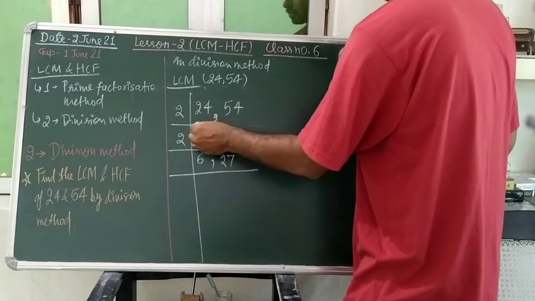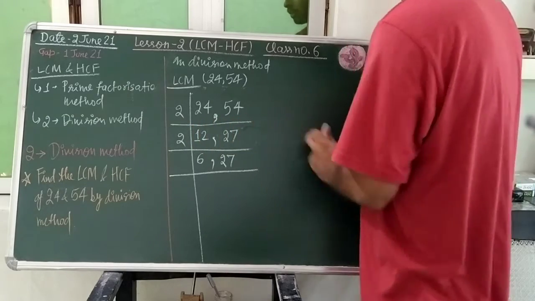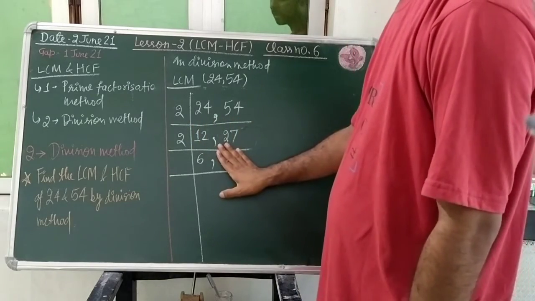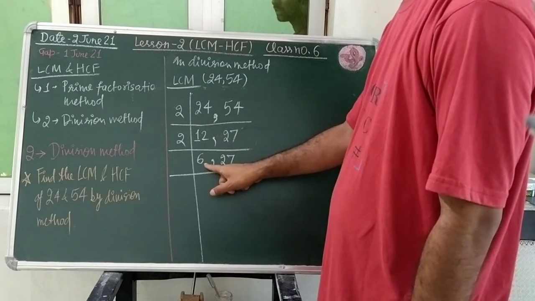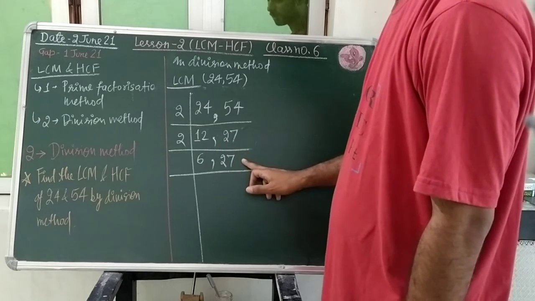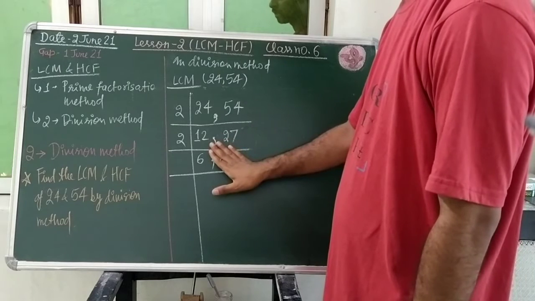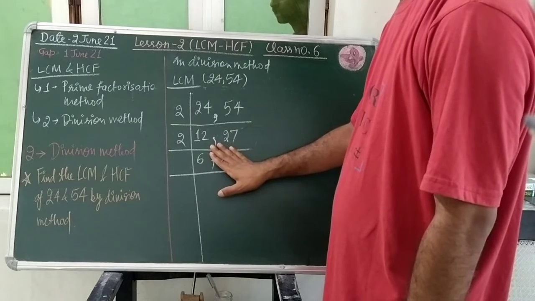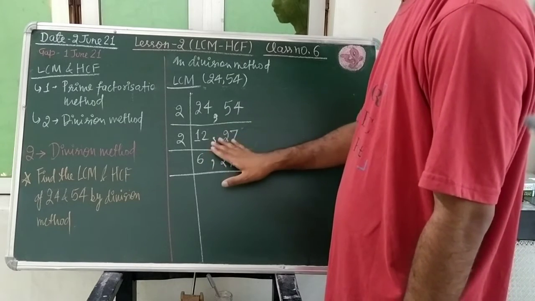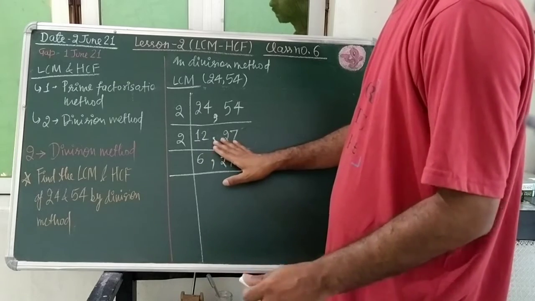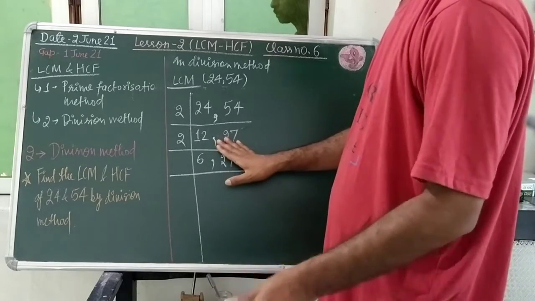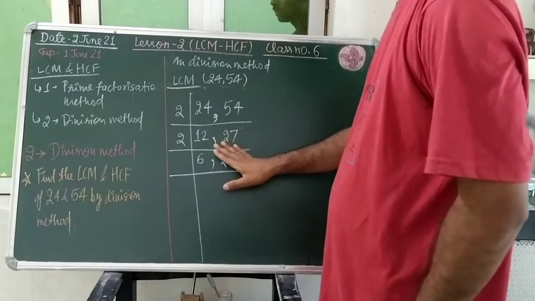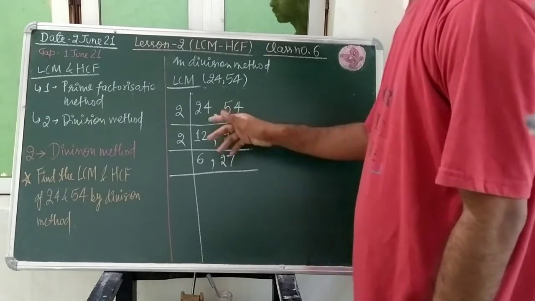So look, students, at a time only one number we will select. Is 2 going to divide this 6? We are not talking about 27 right now. Only one number we will look at. 6 is a composite number, so we will apply the rule. We will check from 2 to 11, and 1 we will ignore. So is 2 going to divide this 6? 2 will divide this 6.